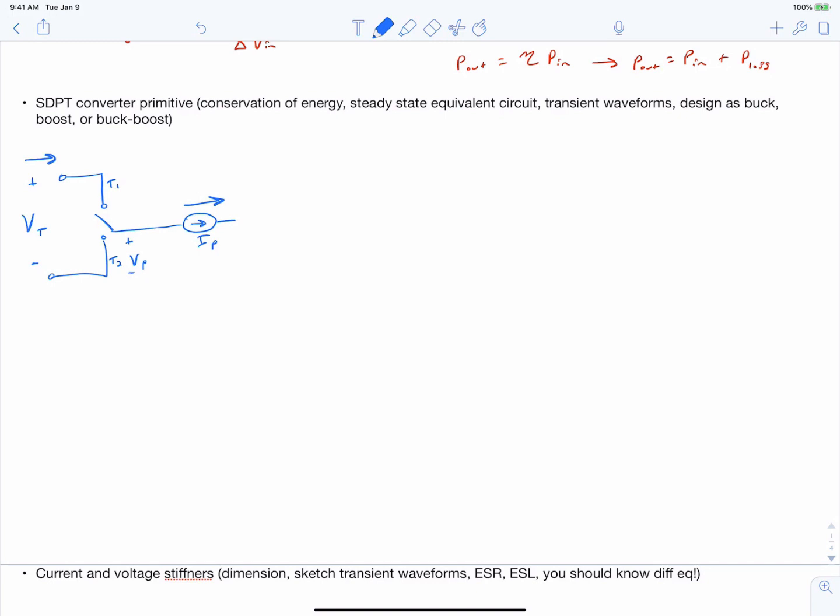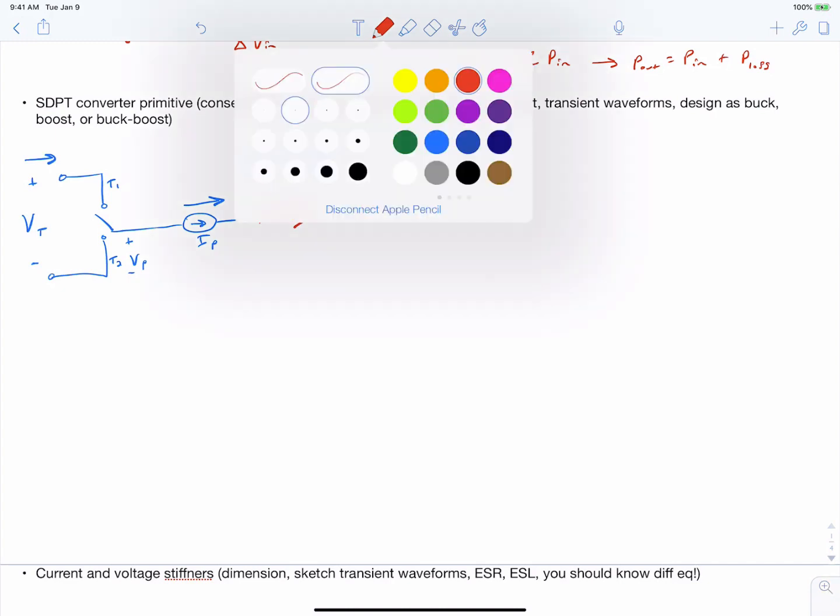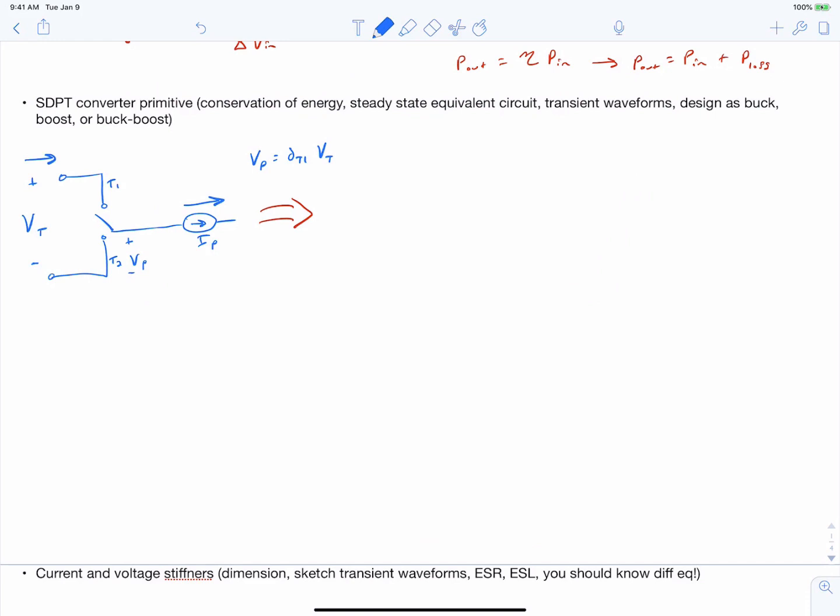So you should be comfortable with expressing the pole voltage in terms of the throw voltage, and you should be comfortable with expressing the throw currents in terms of the pole current. We've talked about how you can go from this single pole double throw converter primitive and model it as a steady state equivalent circuit consisting of dependent current sources and dependent voltage sources.